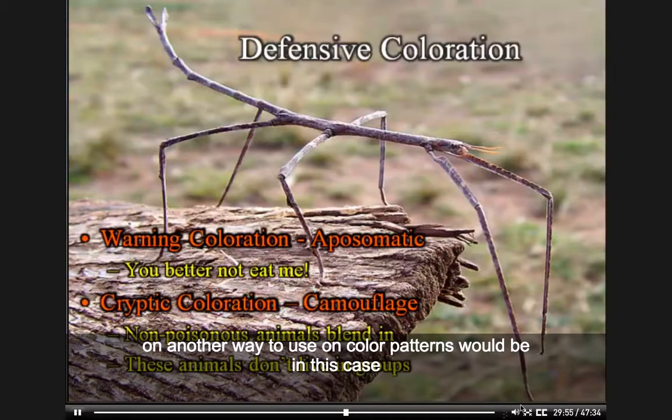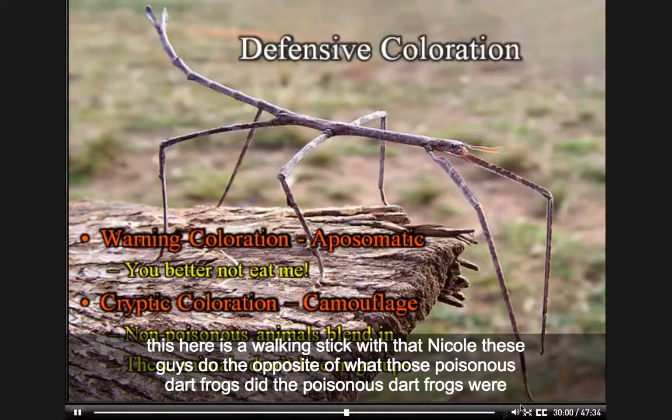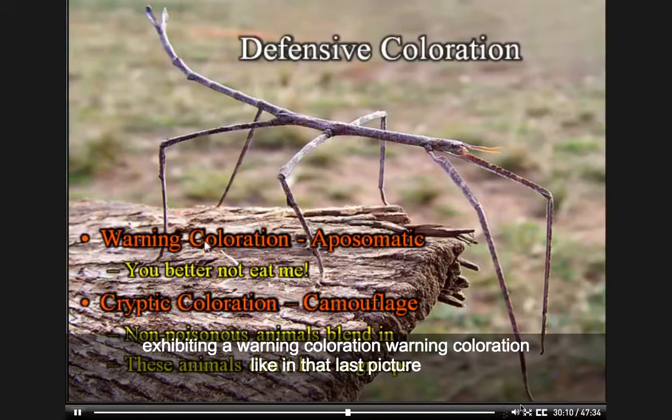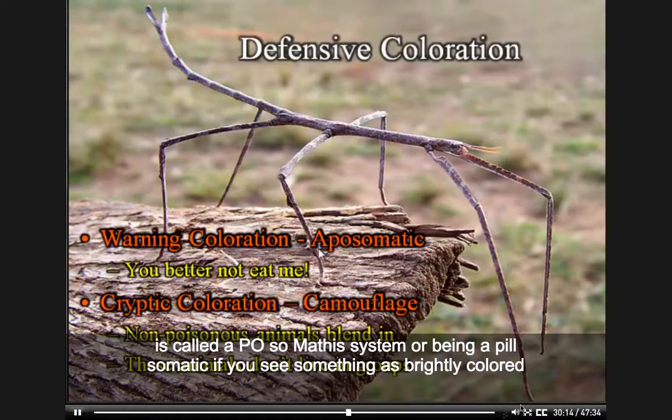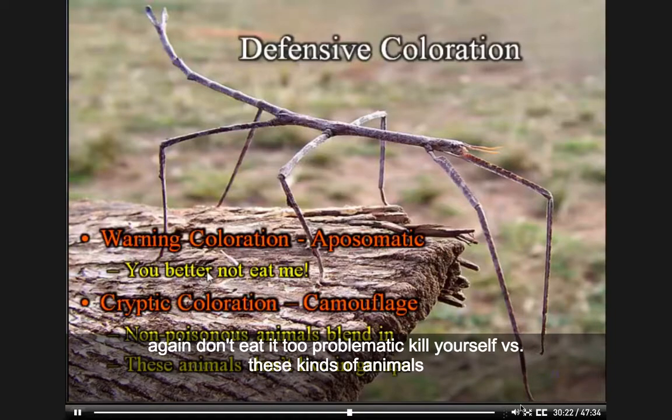Another way to use color patterns would be, in this case, this here is a walking stick. Look at that. Isn't that cool? These guys do the opposite of what those poisonous dart frogs did. The poisonous dart frogs were exhibiting a warning coloration. Warning coloration, like in that last picture, is called aposematism, or being aposematic. If you see something that's brightly colored, again, don't eat it. You're probably going to kill yourself.